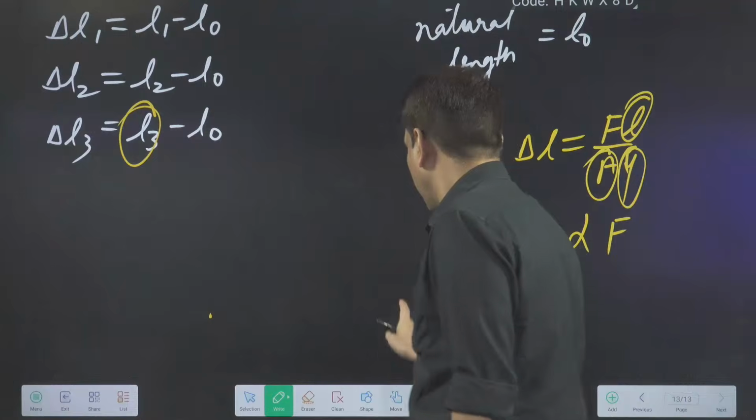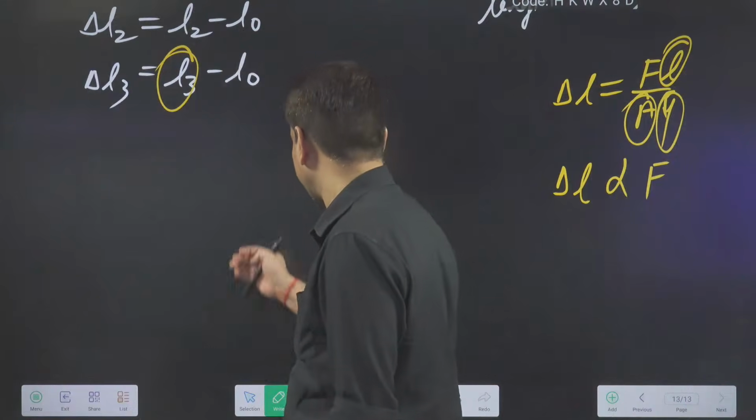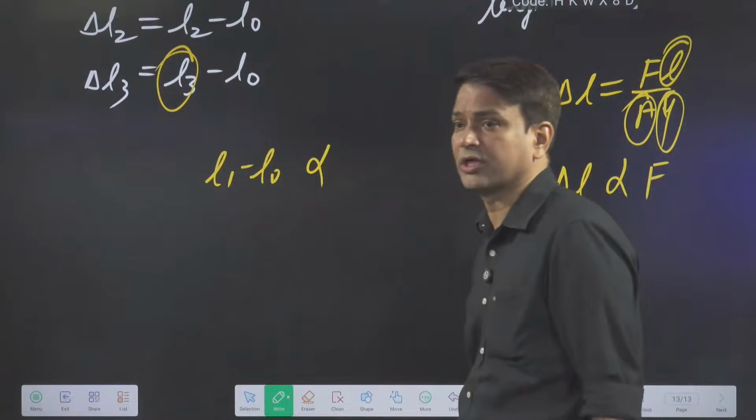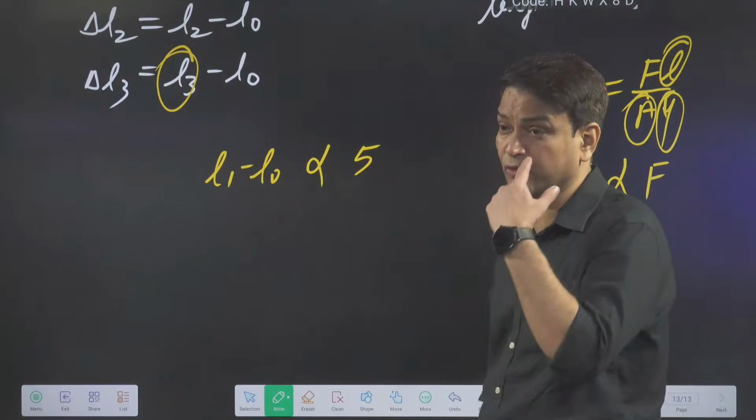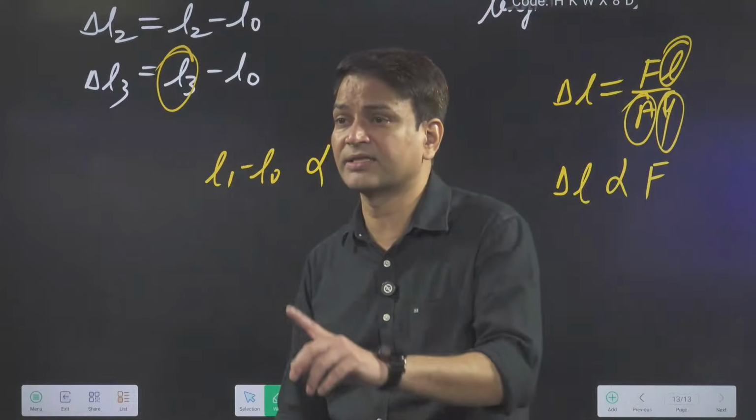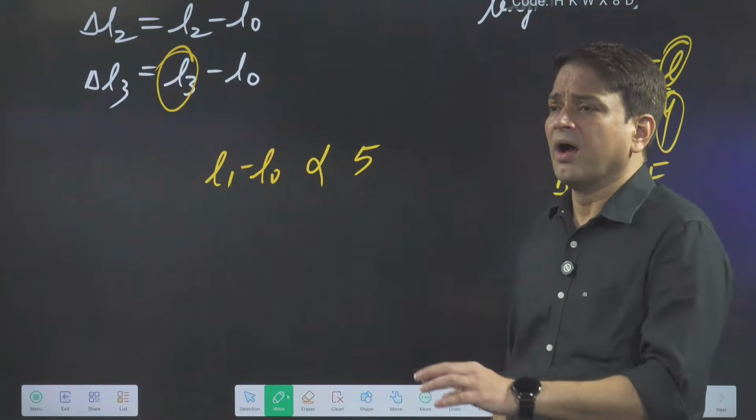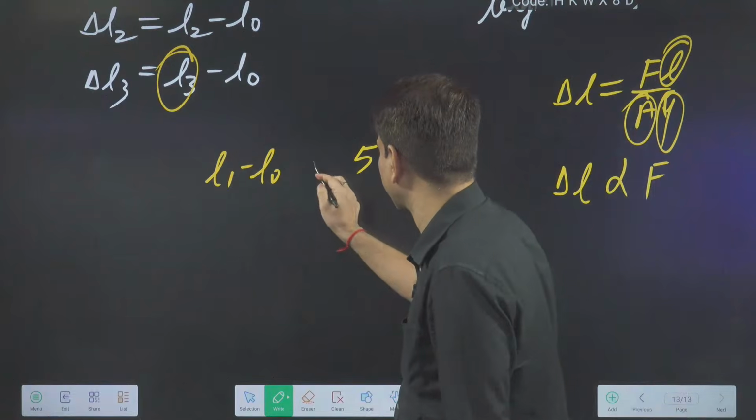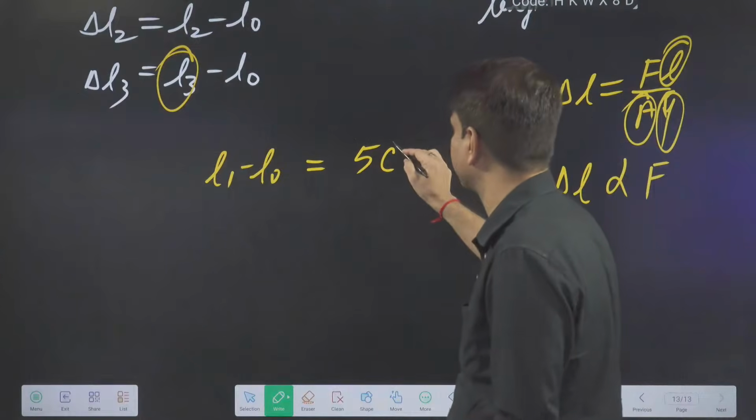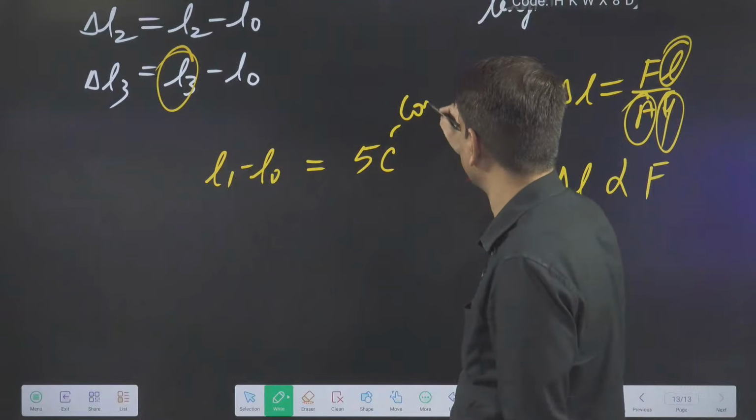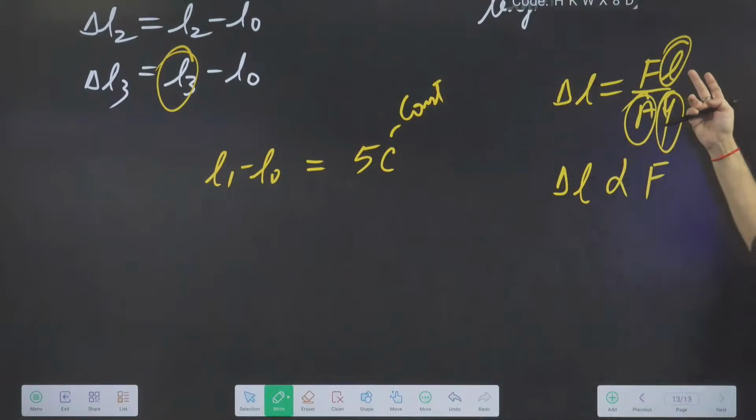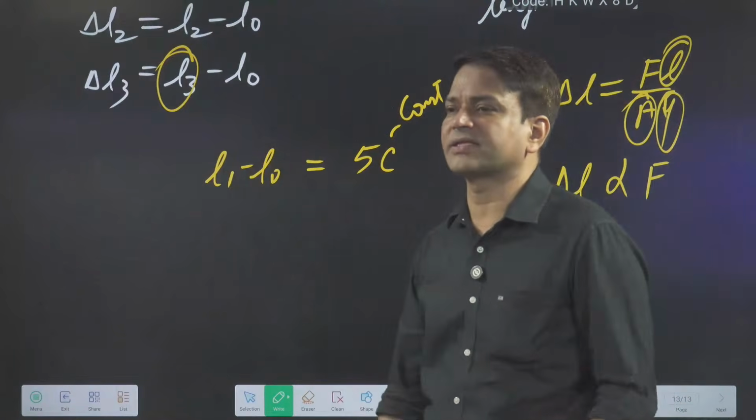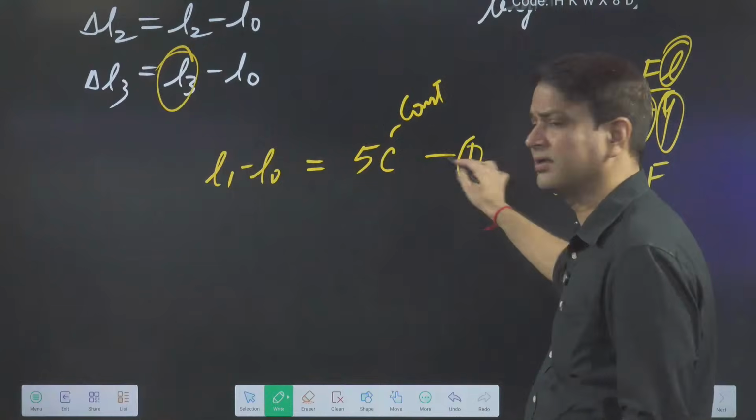Now, delta L1, first case. Delta L1 means L1 minus L0. I can say it is directly proportional to 5 Newton because tension is 5 Newton, and the length is L1. Everybody getting or not? For proportionality, you can remove the proportionality constant. I'm taking C as the proportionality constant. That value will basically be L by AY. So L1 minus L0, what can I say? 5C. C is the constant.